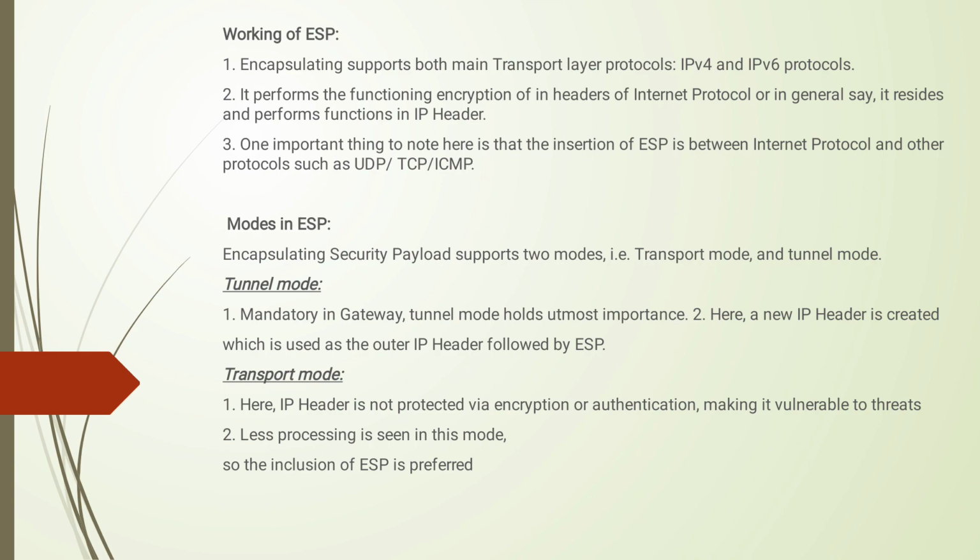Transport mode doesn't authenticate or encrypt the IP header, which can potentially expose the addressing information to attackers while the packet is in transit. But although it doesn't provide as much security protection as tunnel mode, hosts typically use ESP in transport mode as this requires less processing power.